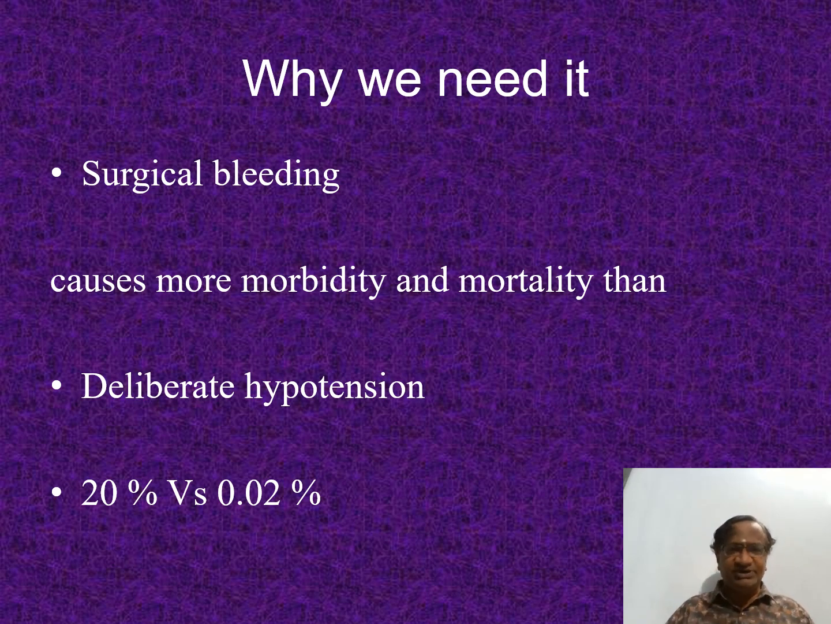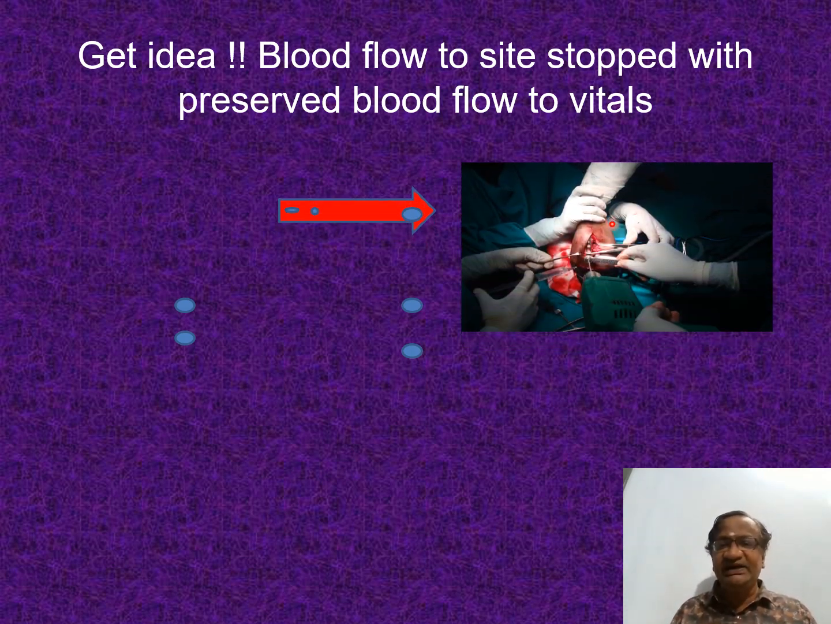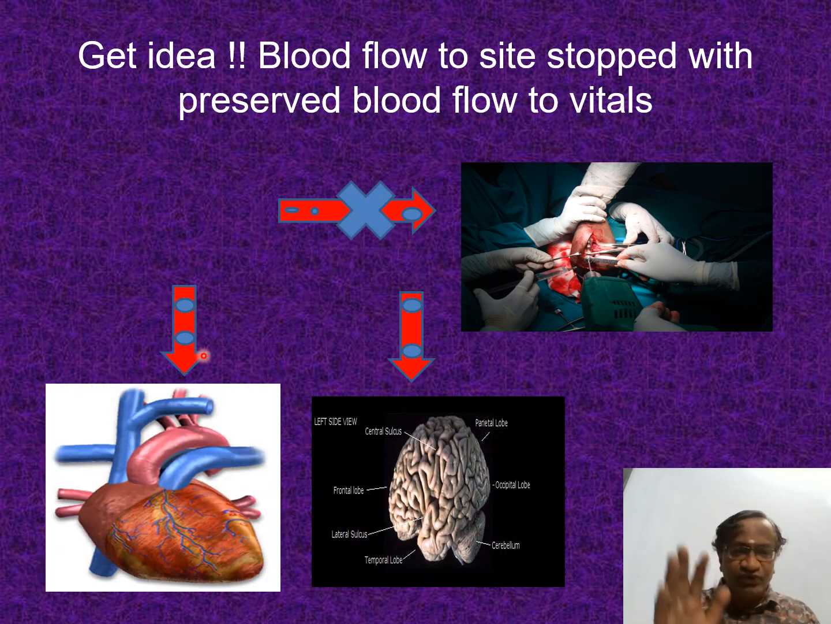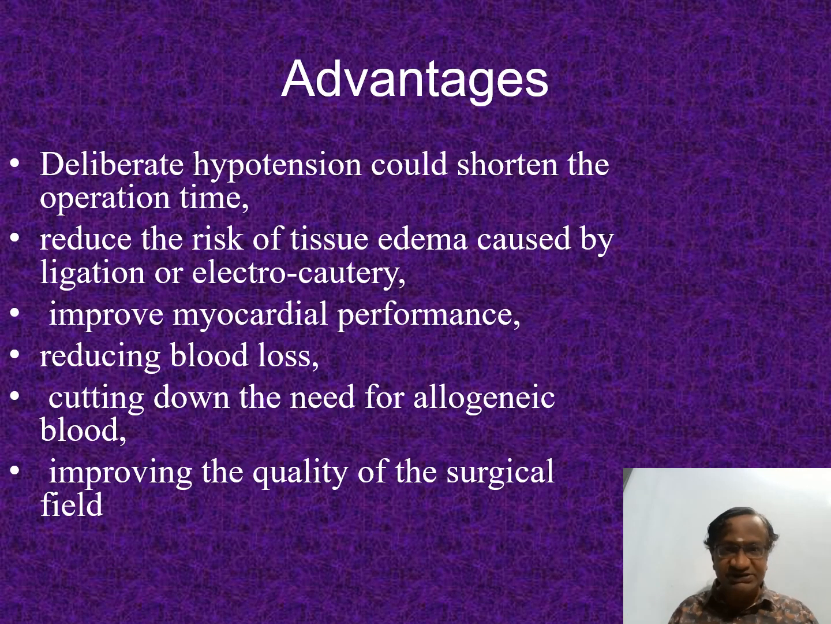Now, why do we need controlled hypotension? Two things are very important. Number one, surgical bleeding causes more morbidity than deliberate hypotension. It has been proved. So bleeding causes more problems than deliberate hypotension does. Now, what is the basic principle? You decrease the blood loss here. But what we should not do is compromise flow, we should maintain blood flow to the brain, the heart and the kidneys. Decrease here, but maintain flow here. Somebody asked about the idea of controlled hypotension. This is the idea of controlled hypotension.